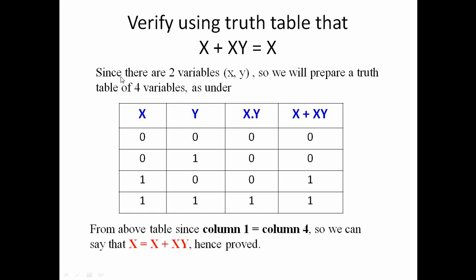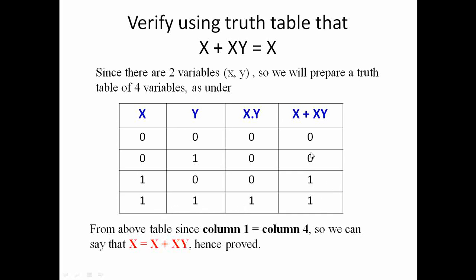What we are supposed to do, since there are two variables, we'll prepare a truth table with x and y, and 4 possible combinations will be there. Now we'll calculate x dot y. x dot y becomes 0 dot 0 is 0, 0 dot 1 is 0, 1 dot 0 is 0, 1 dot 1 is 1. Now we'll calculate x plus xy. This is x, this is xy. 0 plus 0 is 0, 0 plus 0 is 0, 1 plus 0 is 1 and 1 plus 1 is 1.